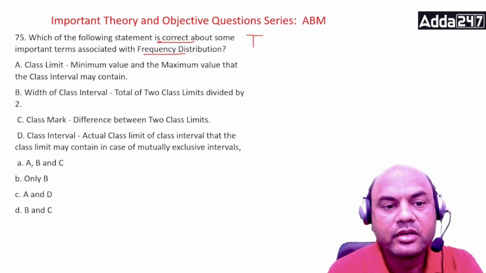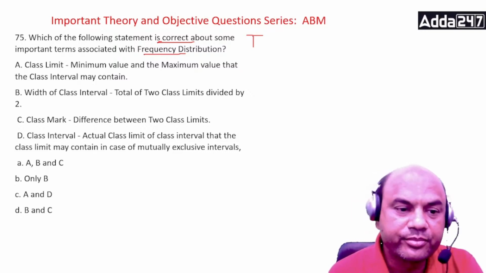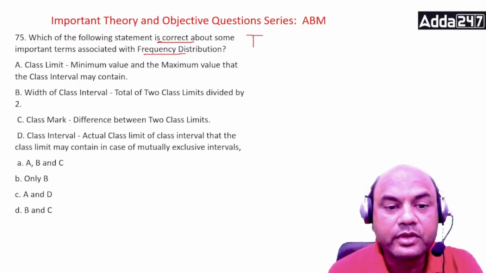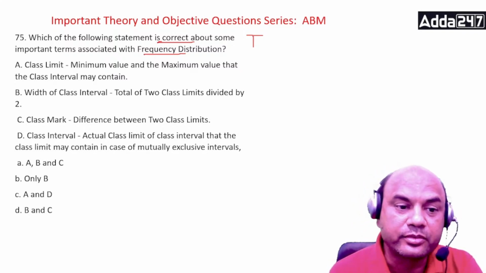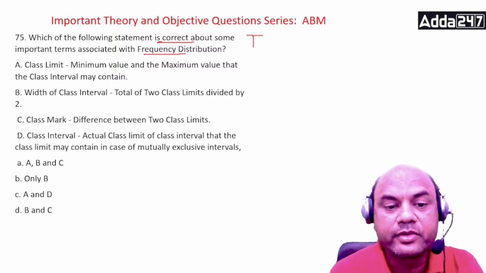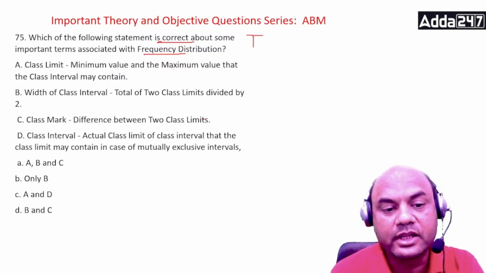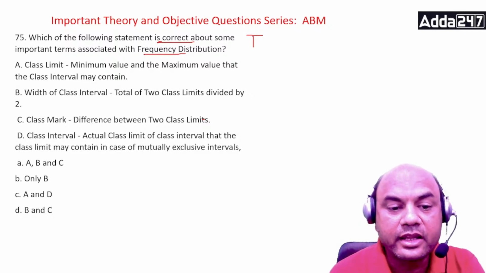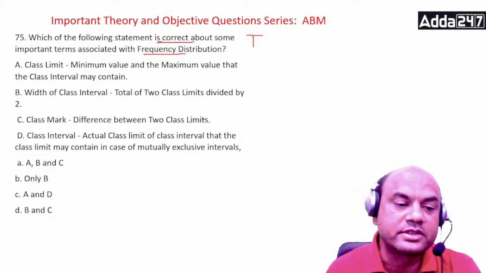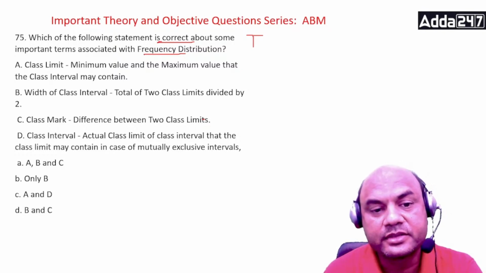Class limit: minimum value and maximum value that a class interval may contain. So class limit means minimum or maximum. Width of the class: total of the two class limits divided by 2. Class mark: difference between two class limits. Class interval: actual class limit of class interval that class limit may contain in case of mutually exclusive intervals. Now, which one of them is correct? A, B and C; only B; A and D; B and C.